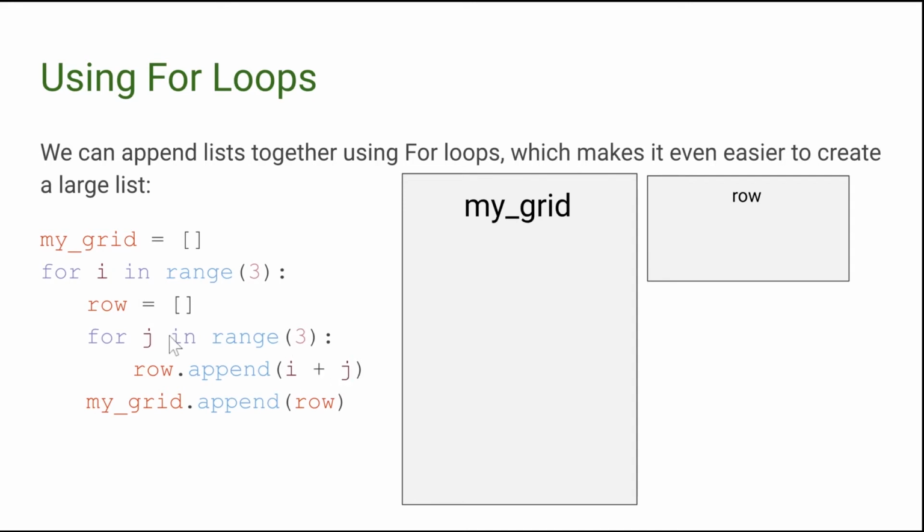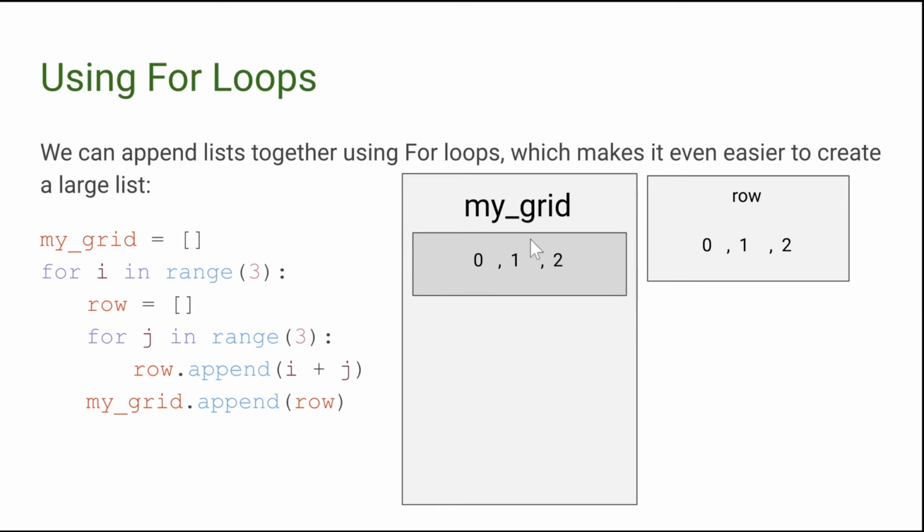Both i and j start at 0, so my first value in there is going to be 0. j is going to increase to 1. 0 plus 1 is 1. And then j is going to increase again to 2. 0 plus 2 is 2. So then our row is complete. That loop is finished. So we're going to go down to the next line, mygrid.append(row). We're going to take that list that we just made. We're going to add it to the grid.